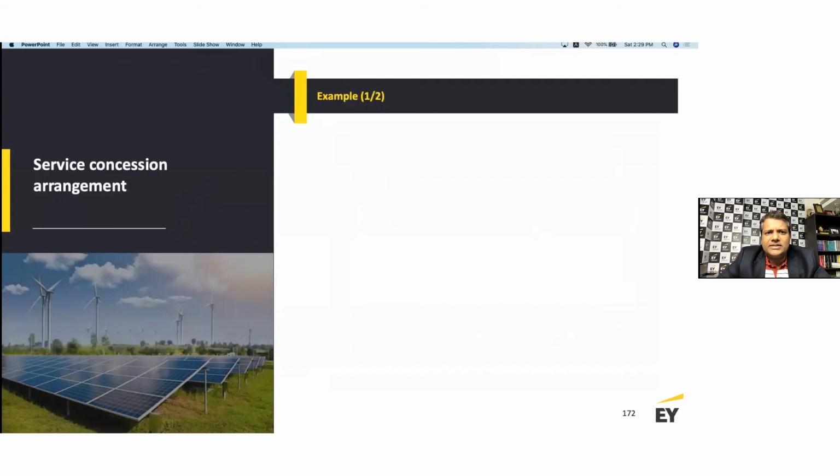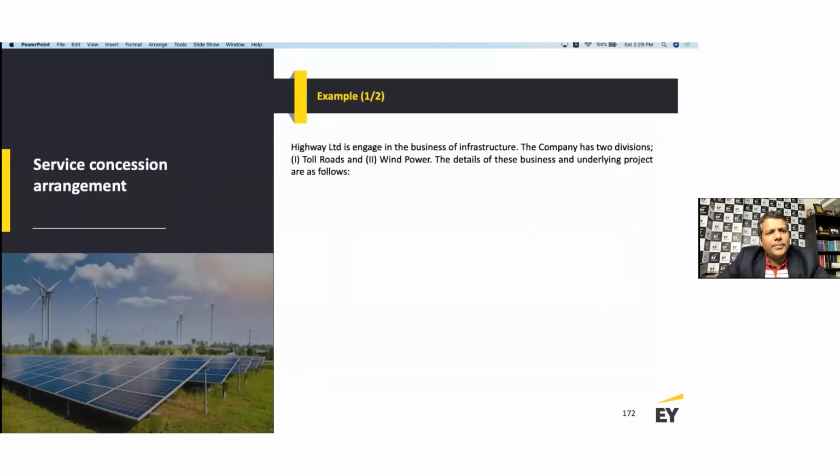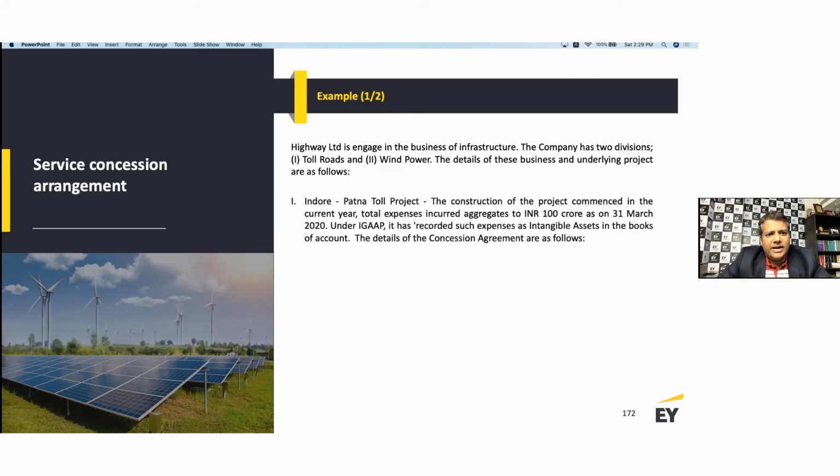So let's try and look at this example. Highway Limited is engaged in the business of infrastructure development. The company has two divisions: toll roads and wind power. Two types of things I'm doing. The details of these businesses and underlying projects are as follows.